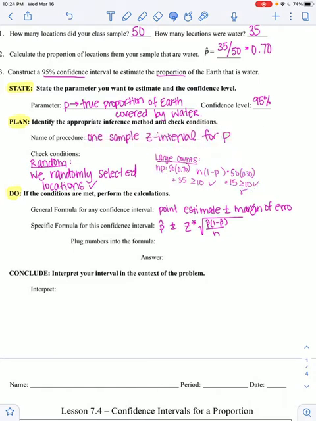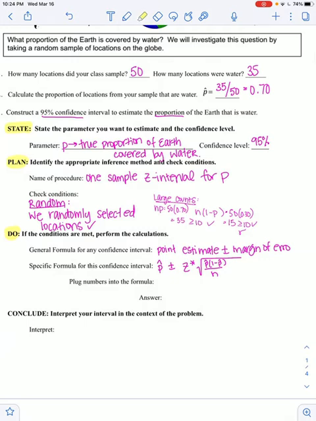So our p-hat value, remember, is up here. That was our sample, so that's our 0.7. So we're going to go 0.7 plus or minus. Now we can find that Z critical value. We're looking for 95%. You can look on that chart that we wrote down yesterday. The Z critical value for 95%, remember, is 1.96. So that's what I'm going to use here. So I have 1.96 times the square root of 0.7 times 0.3 divided by our n, which is our sample size of 50.